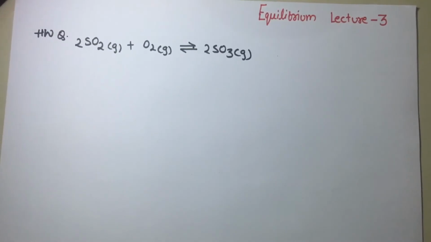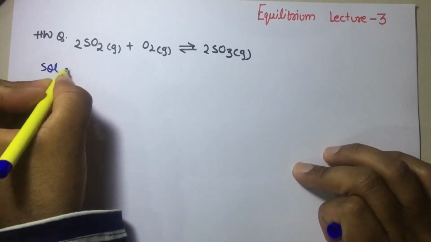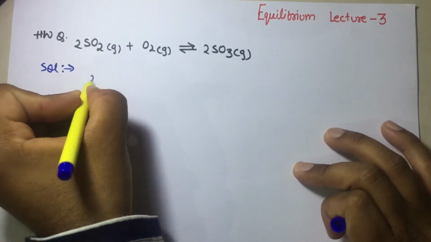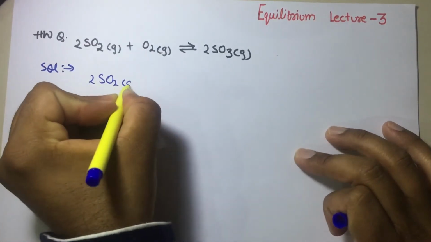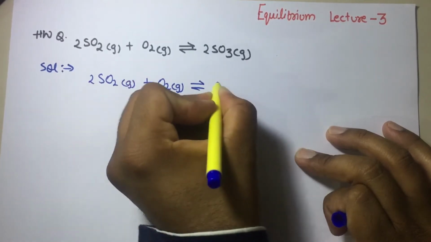So students, in the last lecture, we learned everything about the equilibrium constant. And I gave you the homework to write Kp and Kc for this reaction. So let's do it. Whenever this kind of equation is given to you, first write the equation: 2SO2 gas plus O2 gives 2SO3.